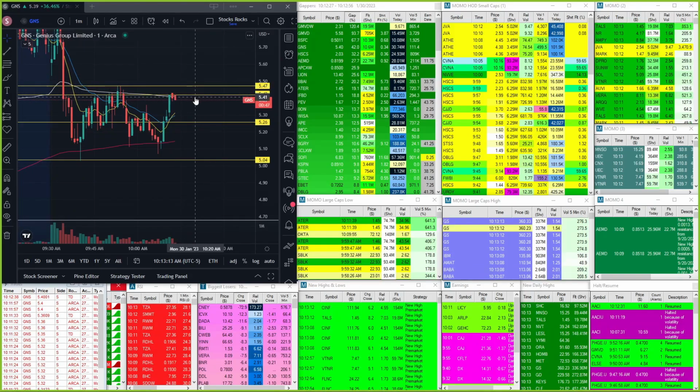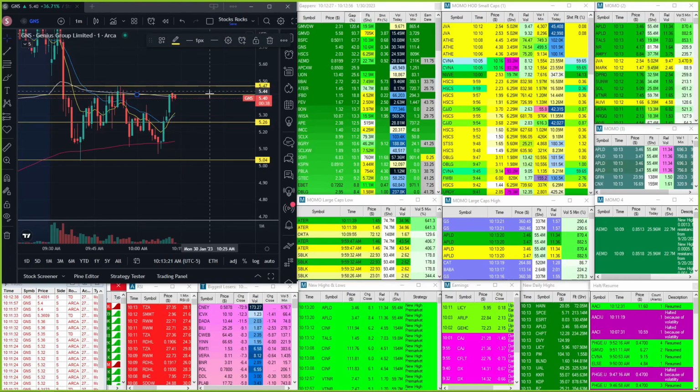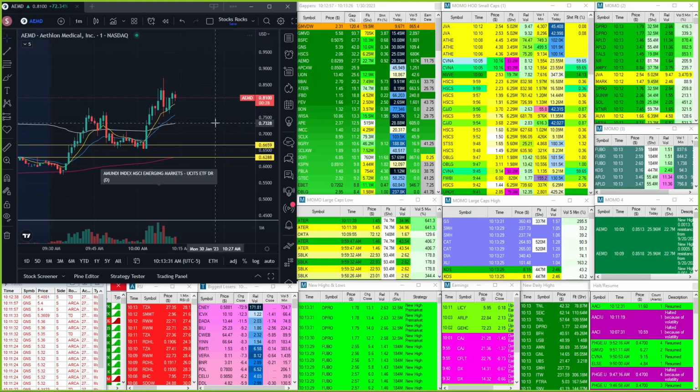Hopefully we can see a breakout, but that for sure is some resistance here. 5.40 VWAP, 5.50 half-dollar resistance. So I will look for the break of 5.50 and then wait for the first pullback. Wondering if AEMD can reach a dollar today.